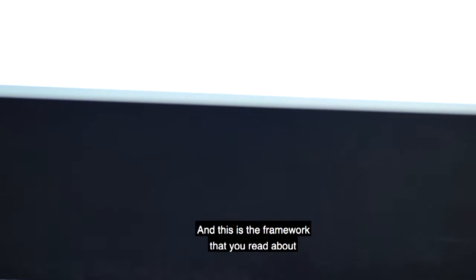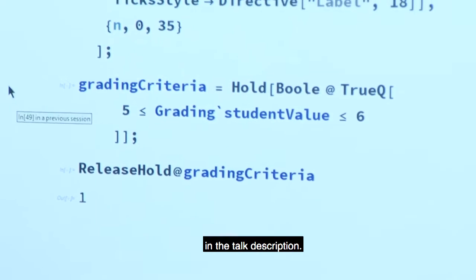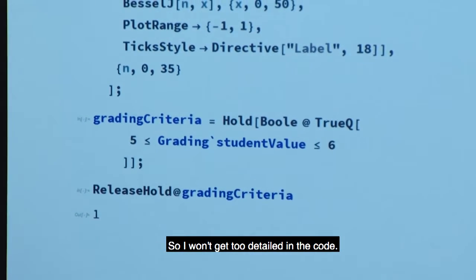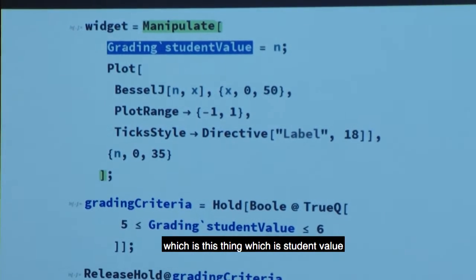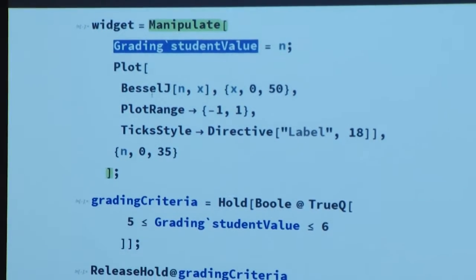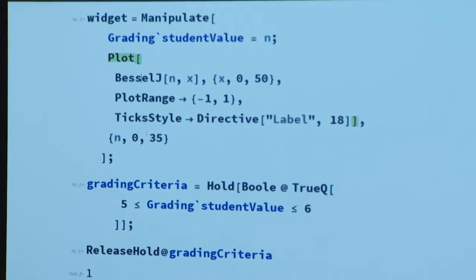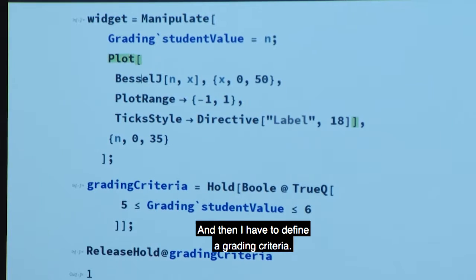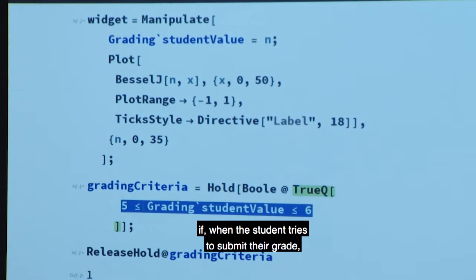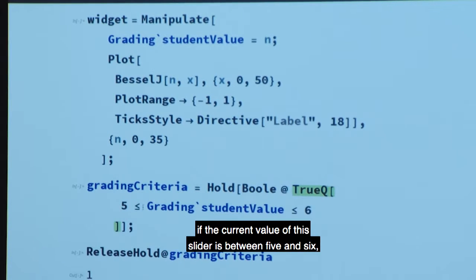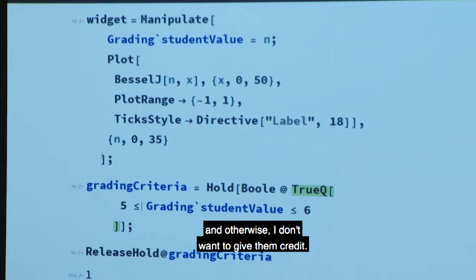And this is the framework that you read about in the talk description. So I won't get too detailed in the code. I'm just adding a variable, which is this thing, which is student value. And then this is just my same interactive BesselJ function. And then I have to define a grading criteria. So what I say is, when the student tries to submit their grade, if the current value of this slider is between 5 and 6, then I want to give them credit, and otherwise I don't want to give them credit.